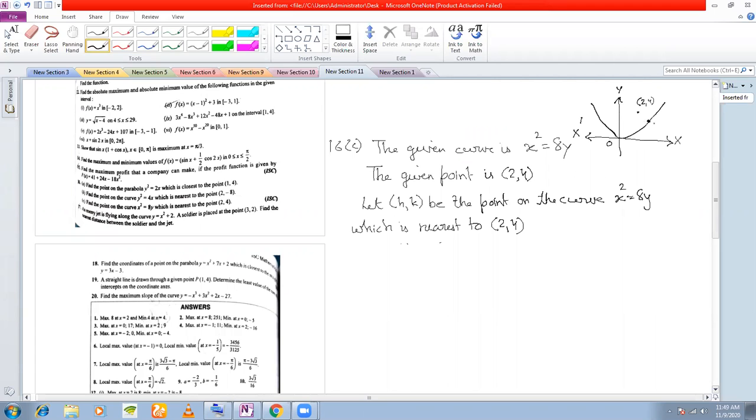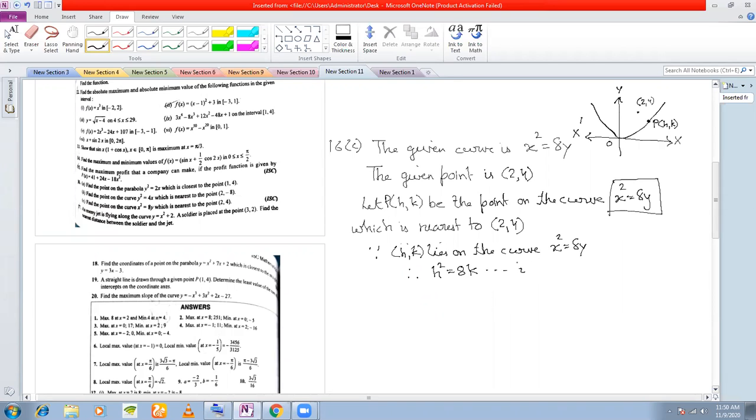Okay, so you need to find this point. Say I call this point P(h, k). Let P(h, k) be a point on this curve which is nearest to the point (2, 4). So therefore, since (h, k) lies on the curve, it must satisfy the equation of the curve. Therefore, h square is equal to 8k. If you put x is equal to h and y is equal to k, that must satisfy. Call this equation number 1.